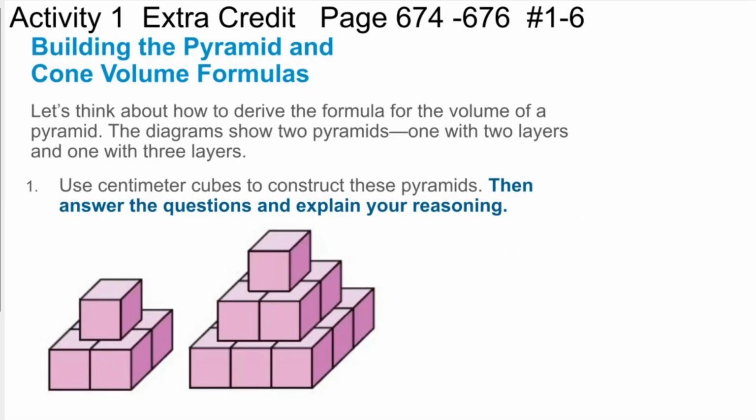Okay, I want to talk about a little bit of extra credit options. If you want to do extra credit because you've done all the other work, you can do activity 1 on page 674 through 676, numbers 1 and 3. This is an activity where you figure out why the volume of cones and pyramids is 1/3 of the total volume. If you do everything else, you can do this, and you have to talk to me about it. If you do it, you can get out these cubes that I have, and you can build pyramids that go progressively higher and higher, and figure some stuff out.